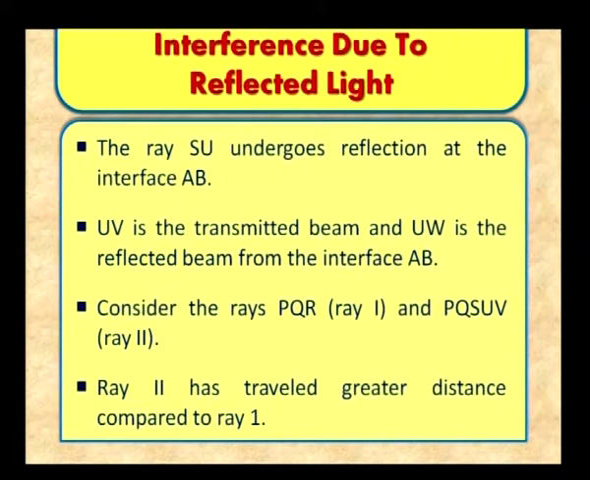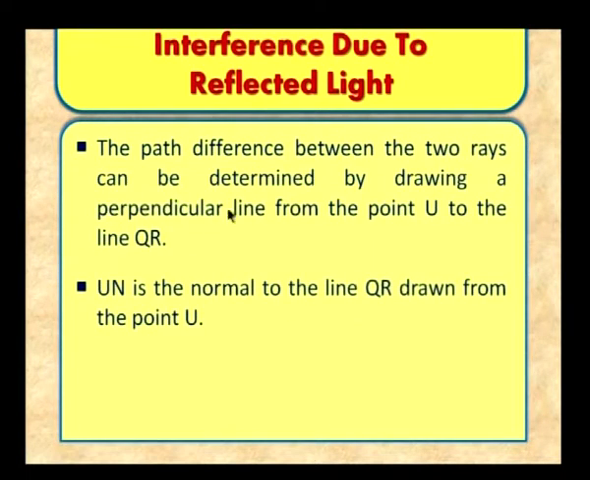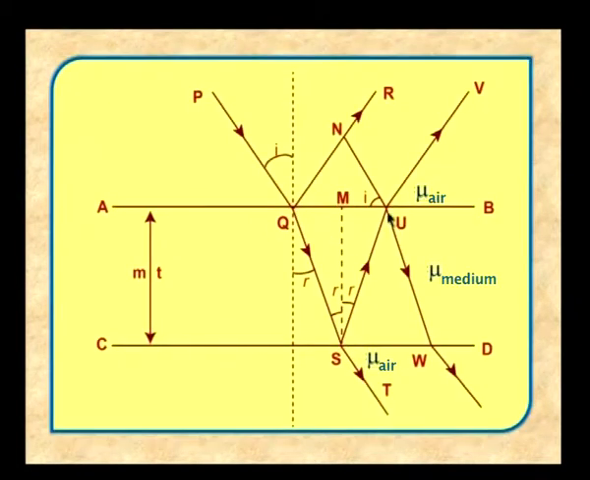The path difference between the two rays can be determined by drawing a perpendicular line, as I told you. You draw a perpendicular from U to this light ray. So, this is the perpendicular drawn. This light ray comes here, and these are the same points. I mean, with the perpendicular drawn here, thereafter there will be no path difference from N R to U V; this distance will be the same, right.